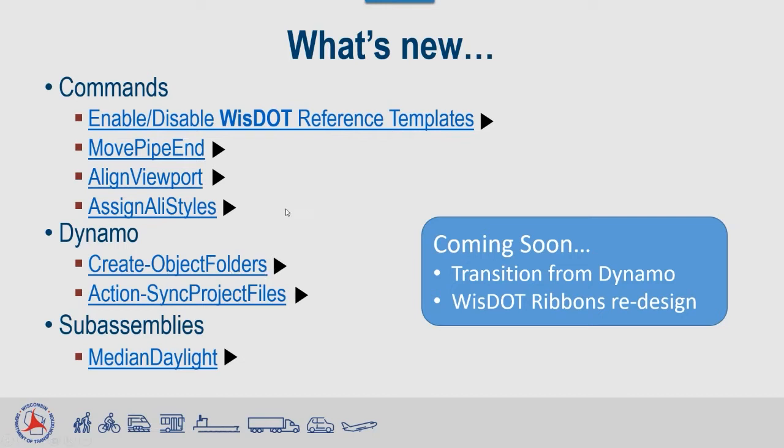Okay, the next new command we are providing is called Assign Alignment Styles. And really this is going to help you out when you have a drawing full of alignments and you need to get them stylized for production. So think of a scenario like making your pavement edge lines drawing. This is going to help you out in that situation.